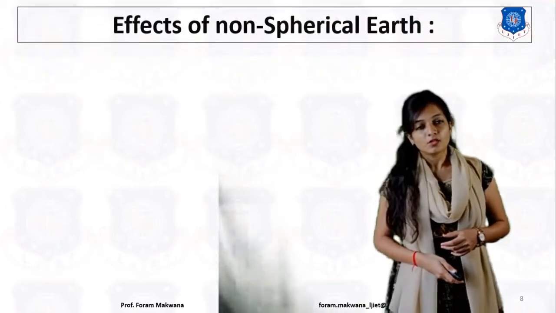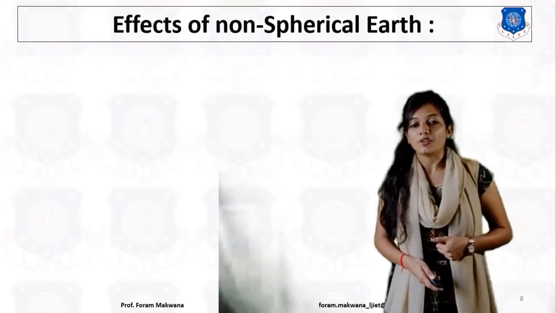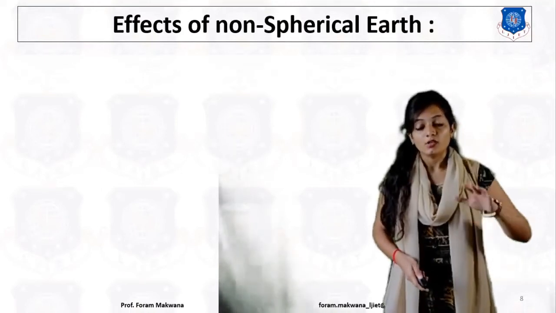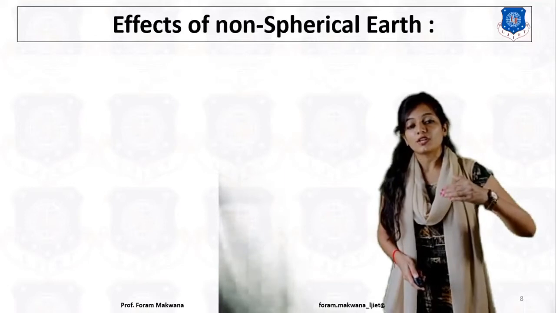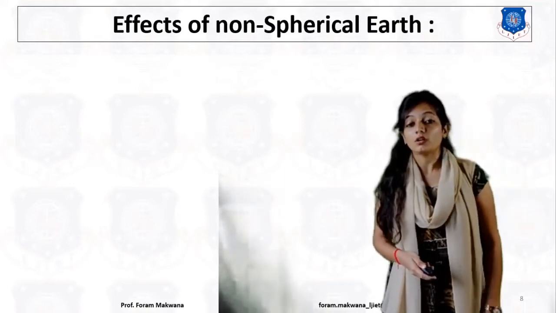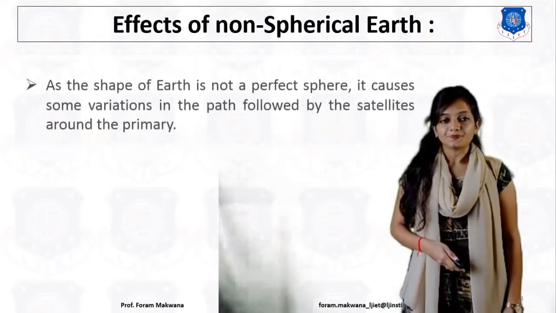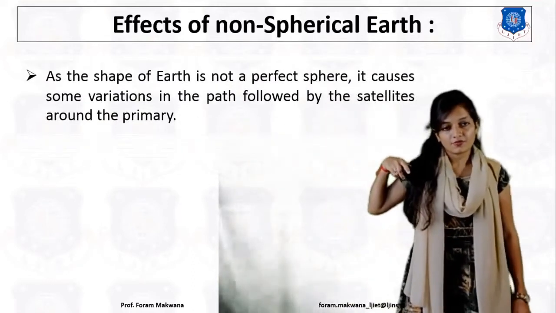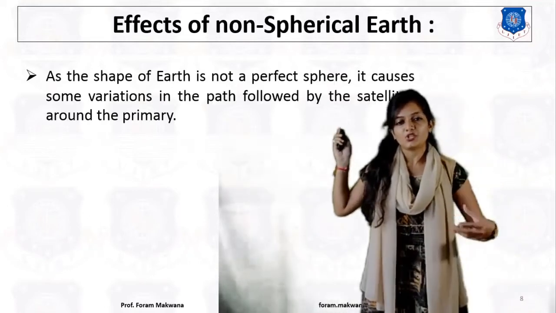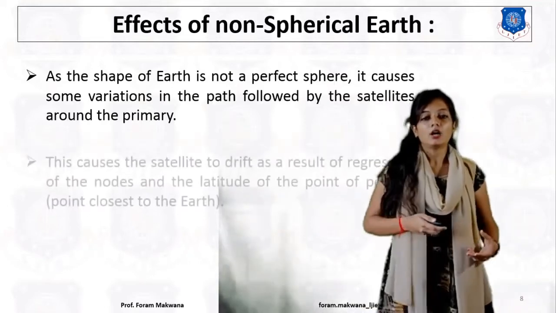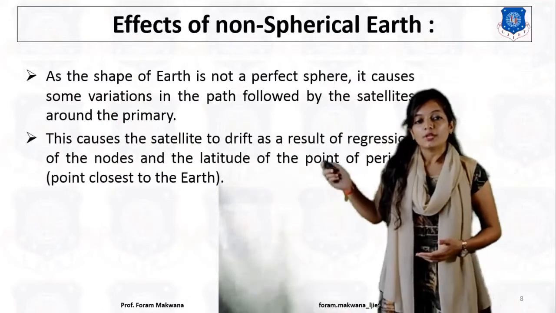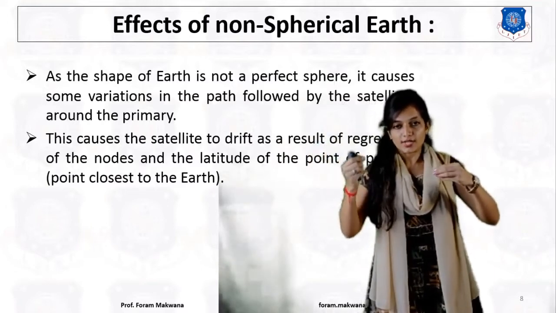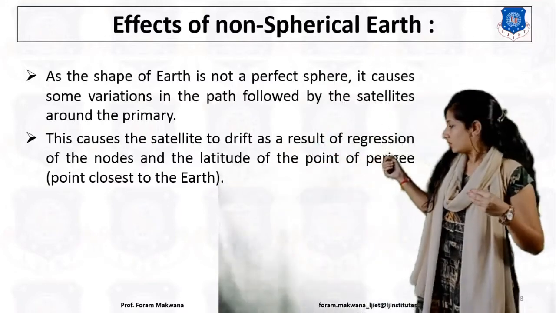Alright. So what is the effect of non-spherical Earth? We know that ideally it is spherical, but practically it is non-spherical. So what will be the effect of non-spherical Earth onto the satellite? As I have told you, the shape is not perfectly spherical, so it will cause some variation in the path followed by the satellite around the primary body. So it will cause the satellite to drift.